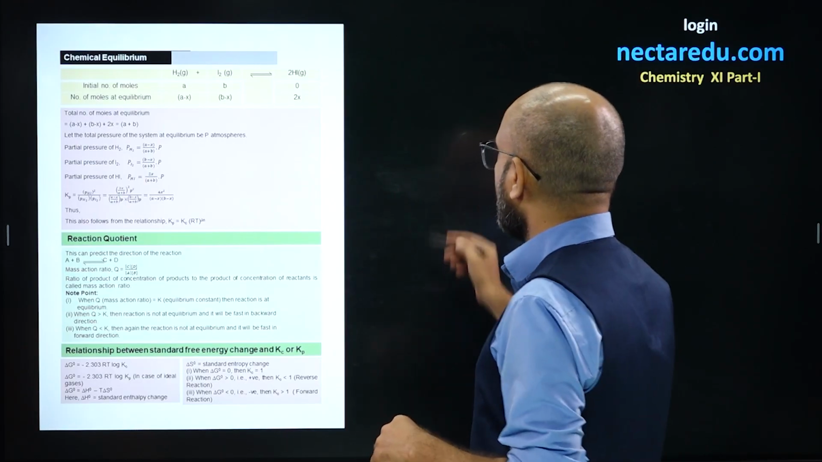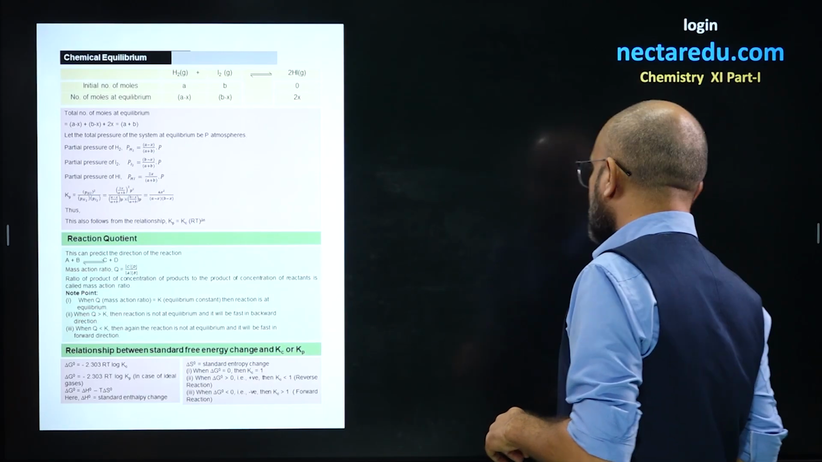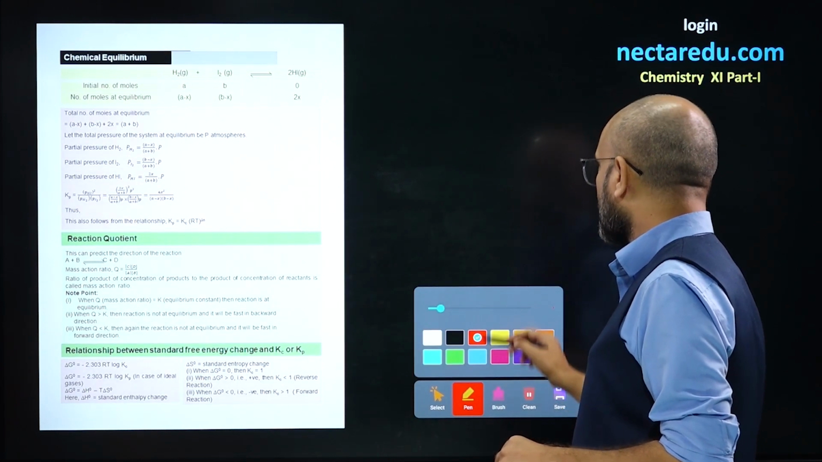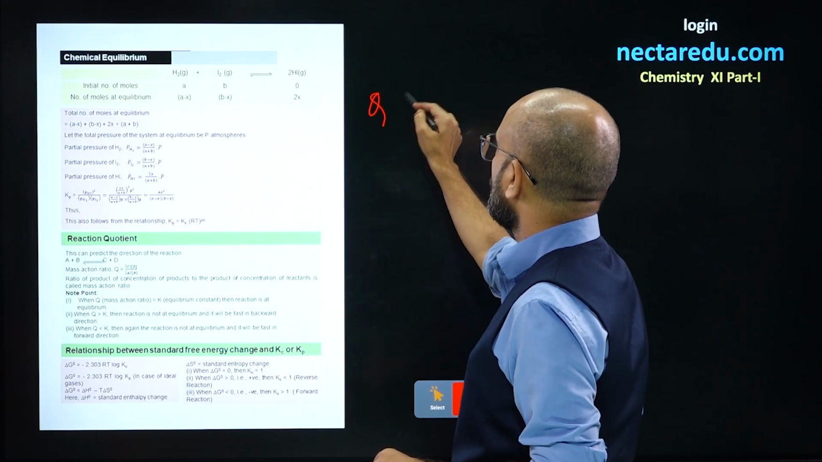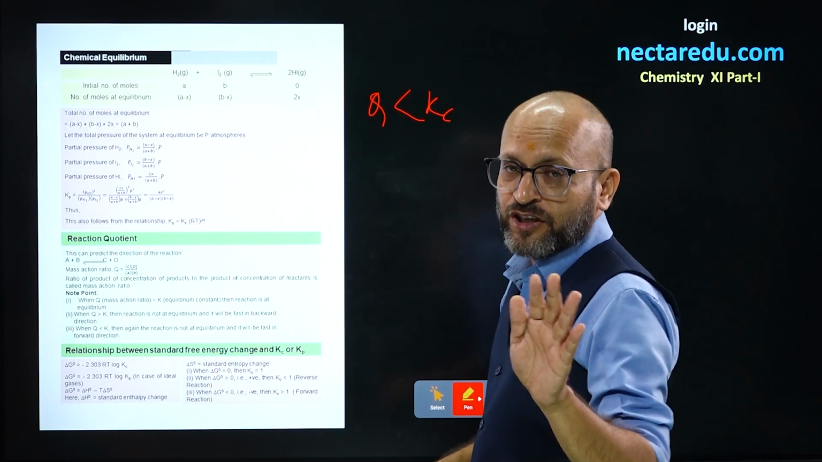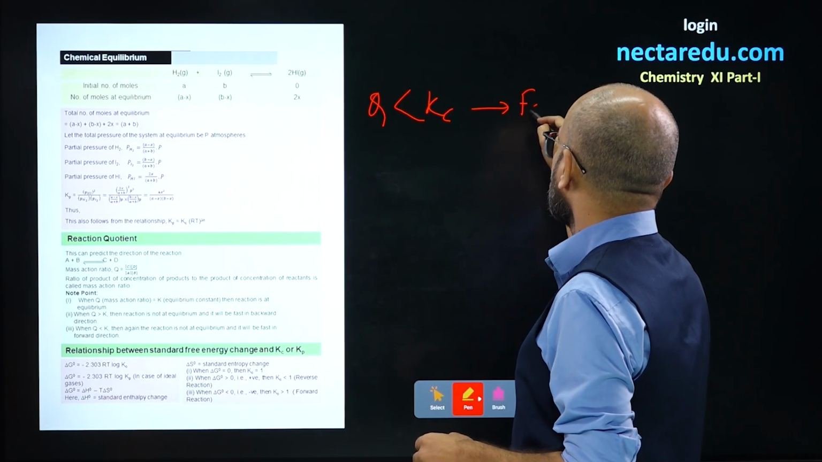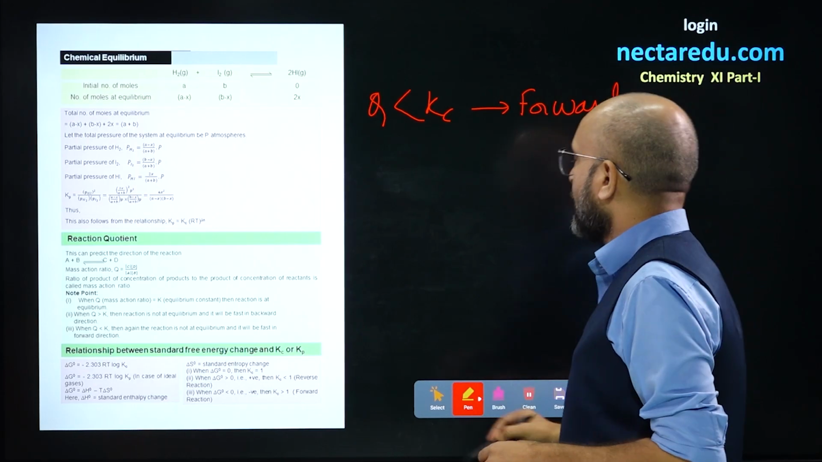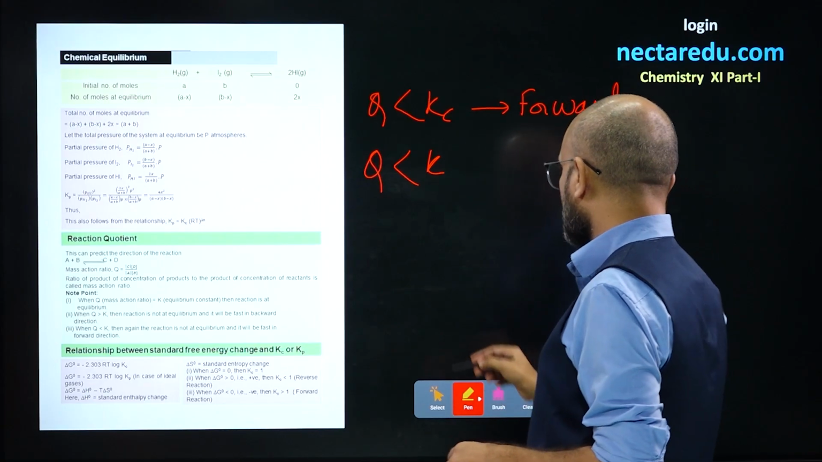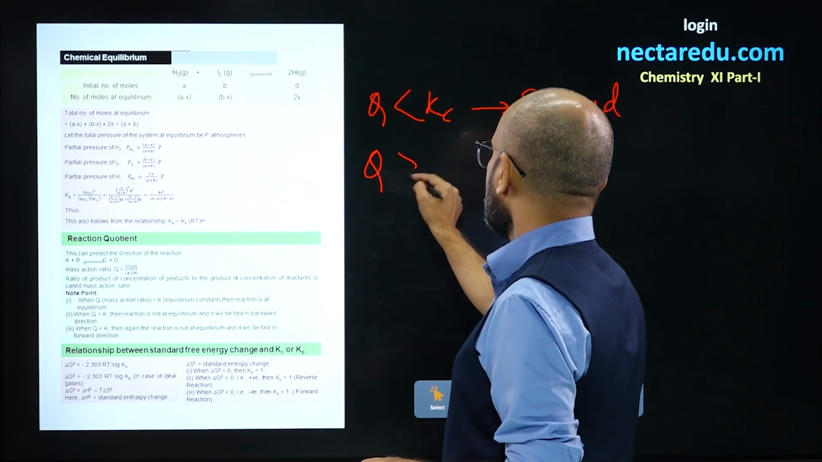So let me tell you, if Q is the reaction quotient and its value is lesser than equilibrium constant, something like this, Q is less than Kc, then that means reaction has not reached equilibrium. So it is still going towards forward direction. Reaction is moving in forward direction. If reaction quotient Q is less than Kc, we have taken this condition already. So we'll take another condition as Q greater than Kc.